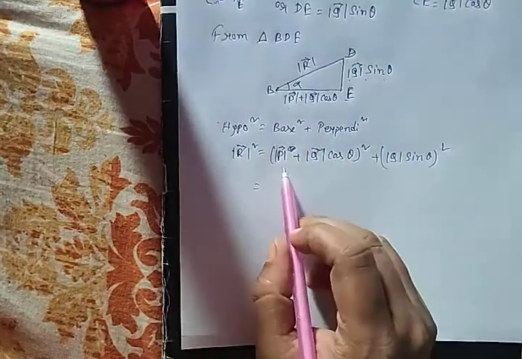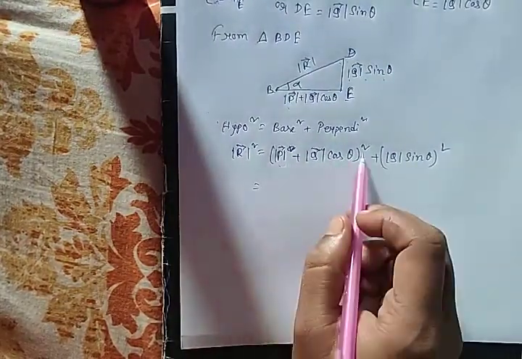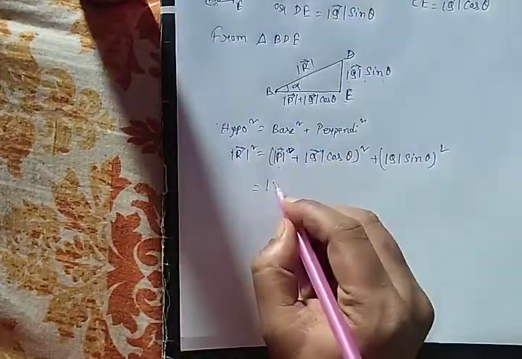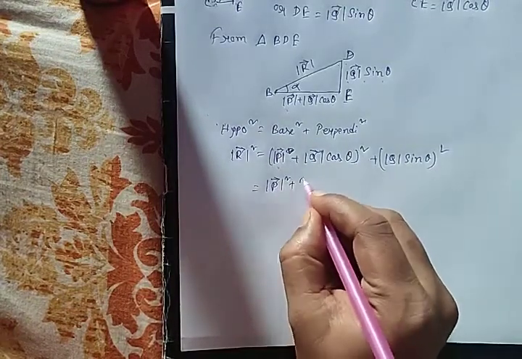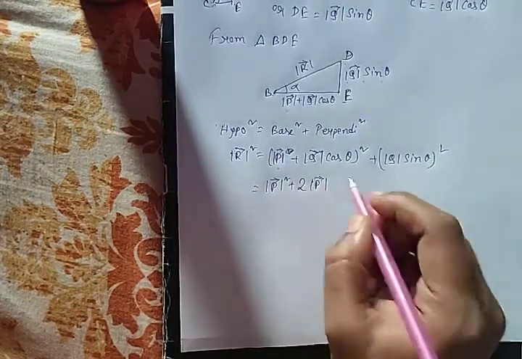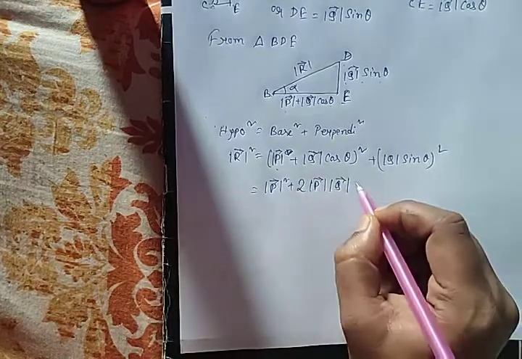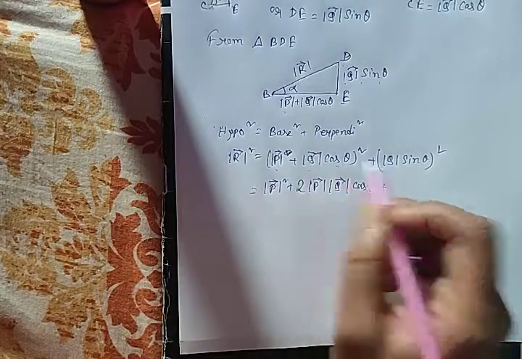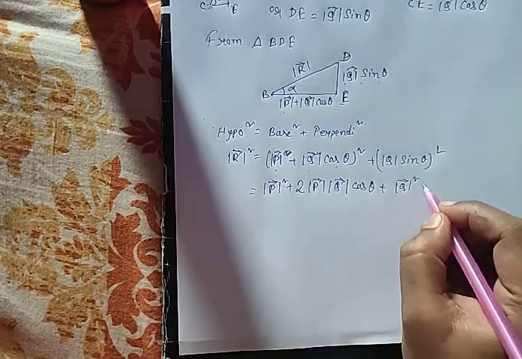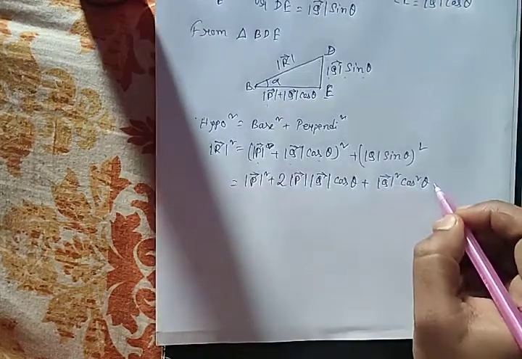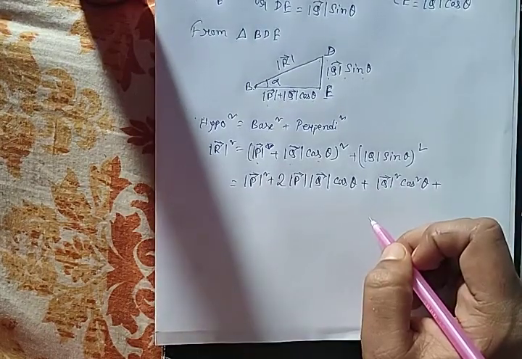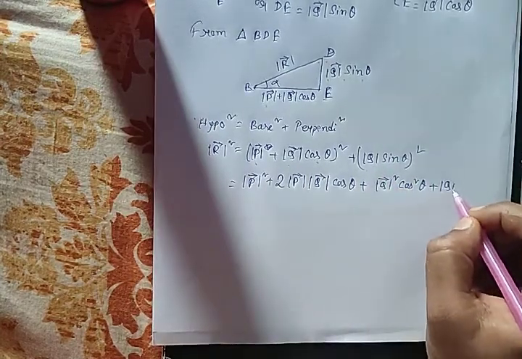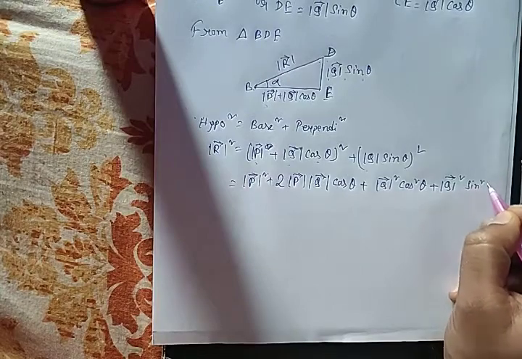Okay. Now we will break this one. A plus B whole square is equal to A square plus 2AB plus B square. So that means mod P square plus 2 into A, that means mod P, into B, that means mod Q cos theta, plus B square. What is the value of B square? Mod Q square cos square theta, plus this one will be mod Q square sin square theta.